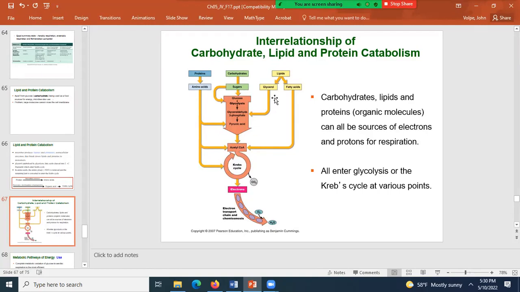Lipids are always broken down into glycerol and fatty acids. The glycerol is converted and joins glycolysis midway through glycolysis. The fatty acid is broken down into 2 carbon chunks and then converted into acetyl coenzyme A to enter the Krebs cycle. Any question about any of that?